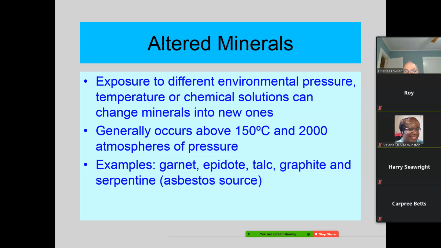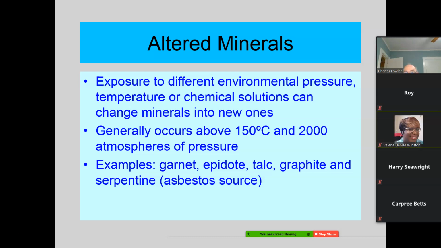Okay. Now, altered minerals. These are minerals that have been exposed to different environmental pressures, temperatures, or chemical solutions that actually change the minerals into new minerals. Later, when we're talking about our rocks, we're going to get the same concept again. There's a certain type of rock this happens with classically, and that's metamorphic rock. Hang on to this thought, because when we get to metamorphic rock, that's what's happening.